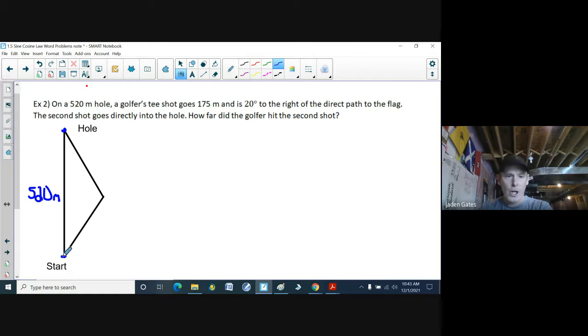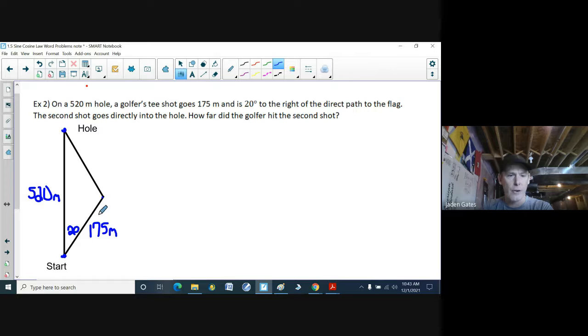All right, the first shot here went off to the right, 20 degrees actually. So I'll throw a 20 in here. And the shot was 175 meters. Okay. And the shot goes directly into the hole. So I've done that.